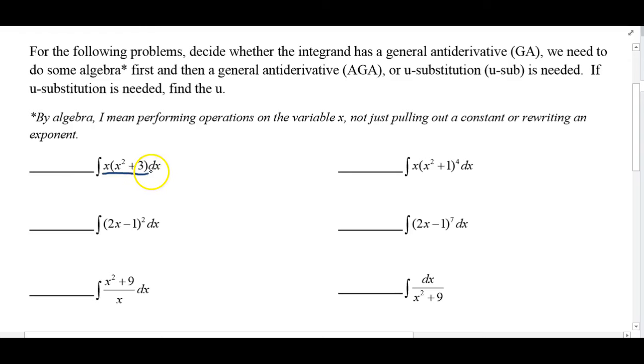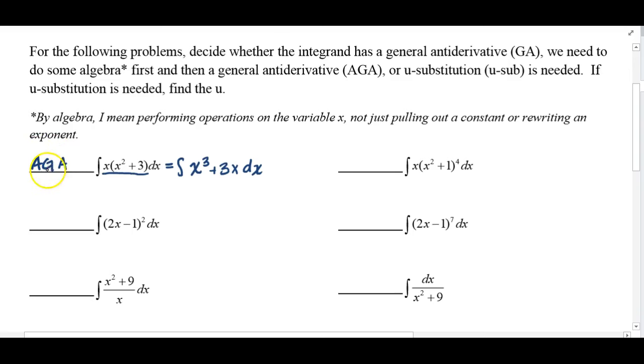So the next question I'm going to ask myself is, is there any algebra that I can do so that I can just use my general antiderivative rules? And the answer to that is yes. I can distribute in this x variable so that this becomes the integral of x cubed plus 3x dx. And now, since these two things are being added or subtracted, I can apply the power rule to each one. So I would consider this AGA.